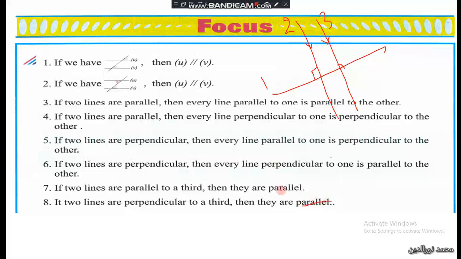So these are the cases how can I prove that the two lines are parallel. I can use alternate equal angles, corresponding equal angles, or they are both perpendicular to a third, or parallel to a third. Okay, that's it.